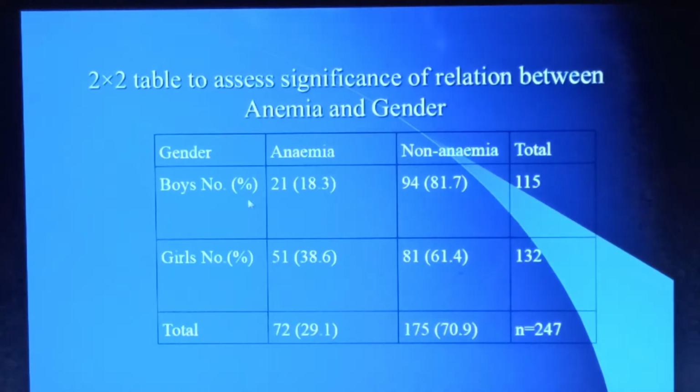If you see, out of the total number of boys, 115, 21 were found to be anemic, so that is 18.3%. Out of the total girls, 132, 51 were anemic, so that is 38.6%. So here you can see that the prevalence of anemia in girls is higher as compared to boys.